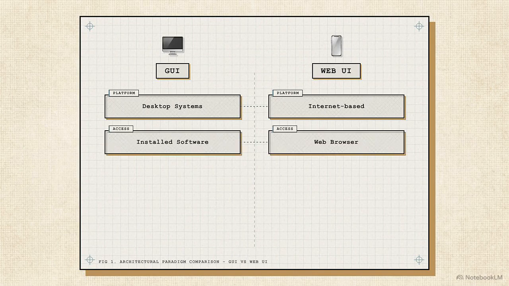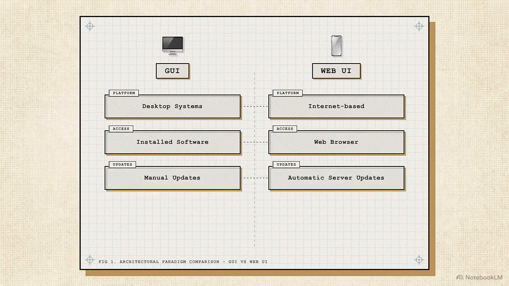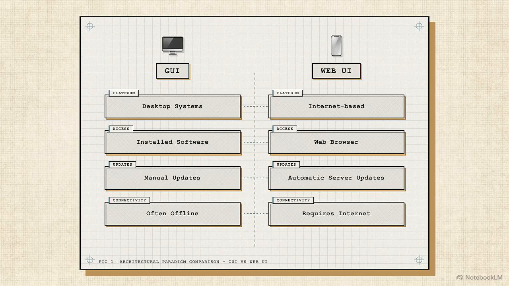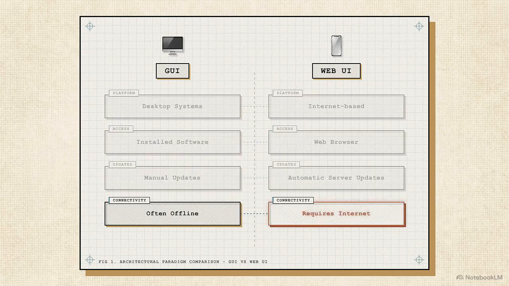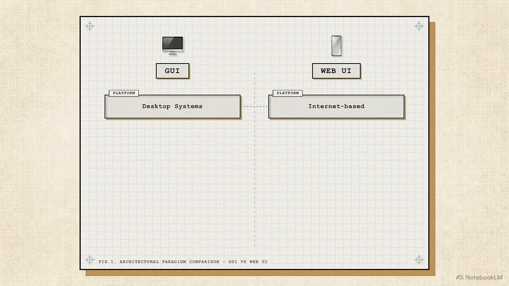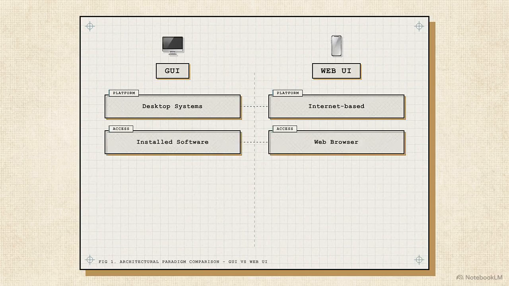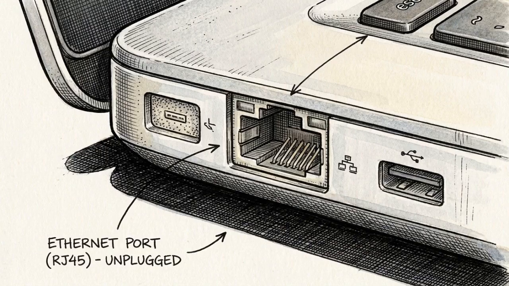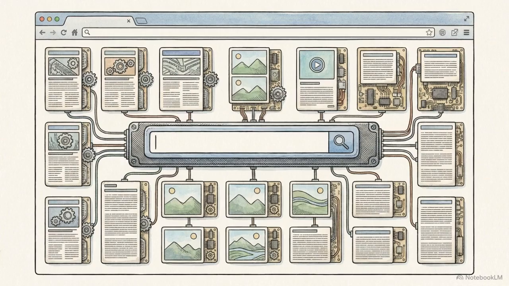While GUIs rely on local installations, web UIs utilize browsers and automatic updates. This absolute requirement for network connectivity introduces new design constraints to account for variable bandwidth speeds. While GUIs are built to maximize task execution within an isolated local system, web UIs are engineered entirely around information retrieval and continuous, fluid navigation across a network.